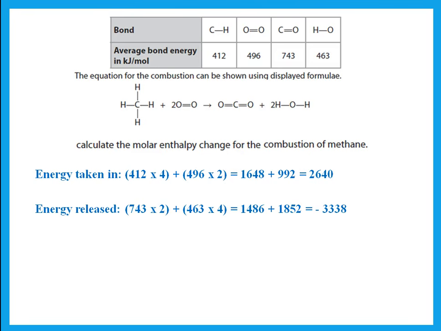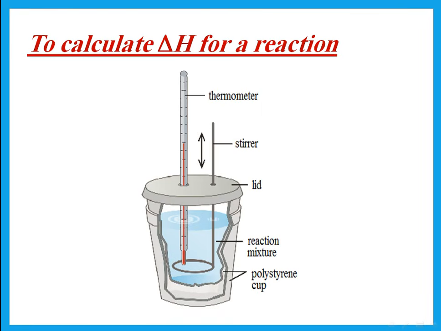Plus the OH bond, each OH bond, when it forms, it will give 463. Now, how many OH bonds do I have? He's telling me I have 2 water. Each water has 2 OH bonds. So that's a total of 4, and that means that this is the amount of energy released. Now, to get delta H, you do reactants minus products. This comes out as a negative number.